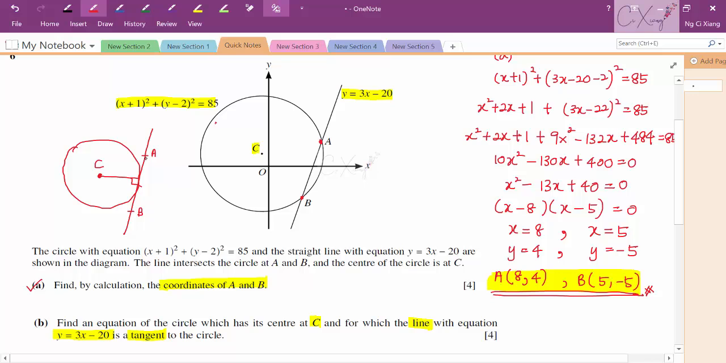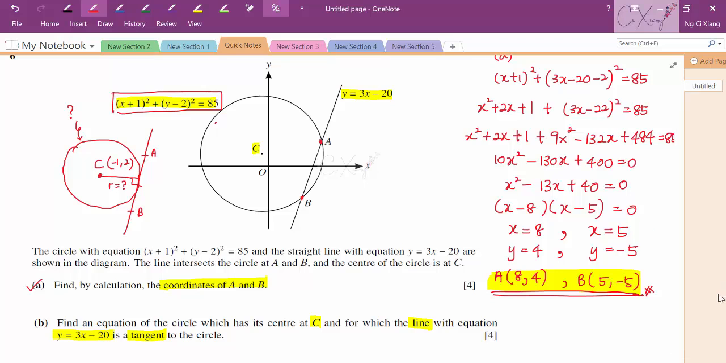All right, and now what they want us to do is form the equation for this circle. We already have the center. According to the original equation that is given, I know that the coordinate of C is (-1, 2). So my aim now, or my step now, is to find the radius R for this new circle. If I can find the radius of this new circle, then I can form the equation of the circle.